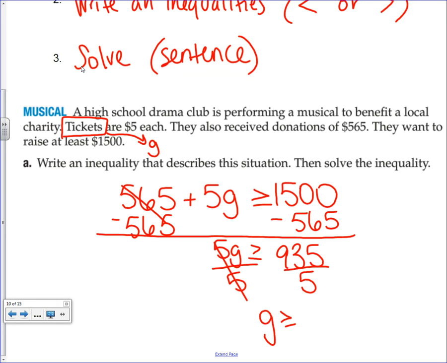All right, folks. What'd we get? 187 even? Awesome. So, what would you write me? I'm Miss Fox. I'm the drama club lady, right? What would you tell me if I asked you how many tickets we needed to sell in order to make our goal?